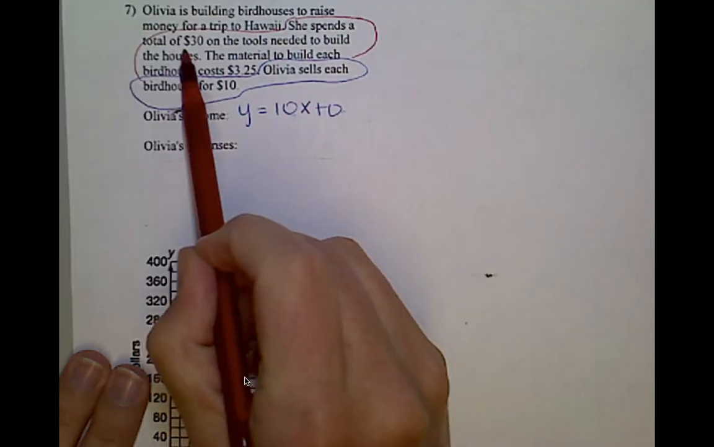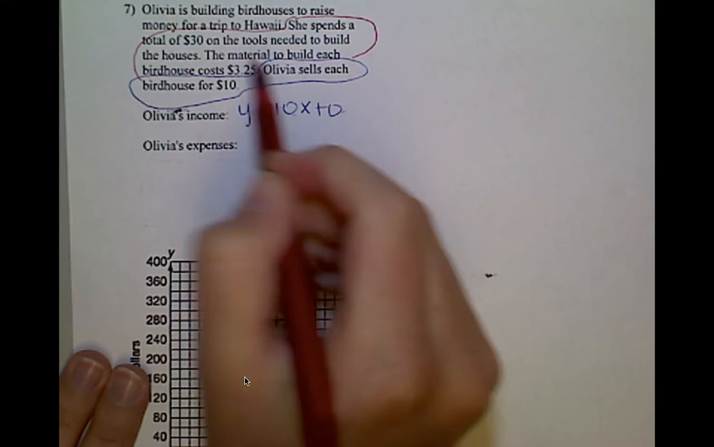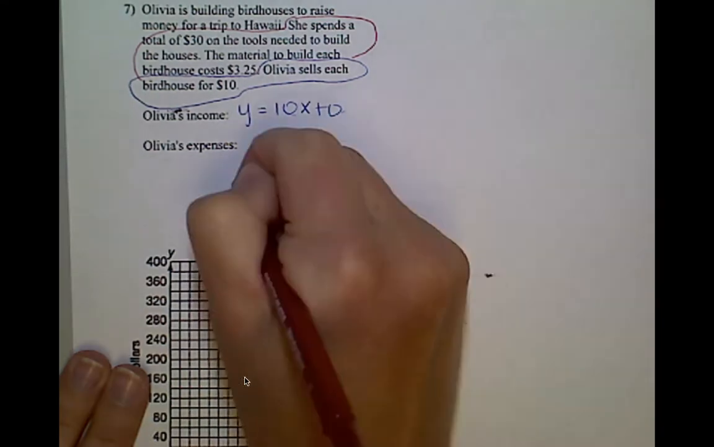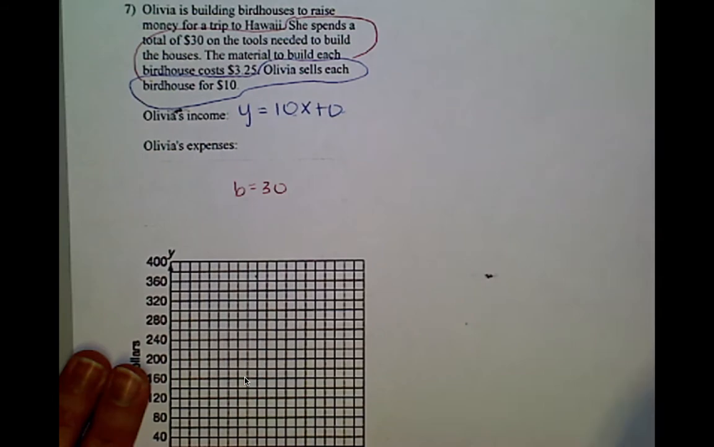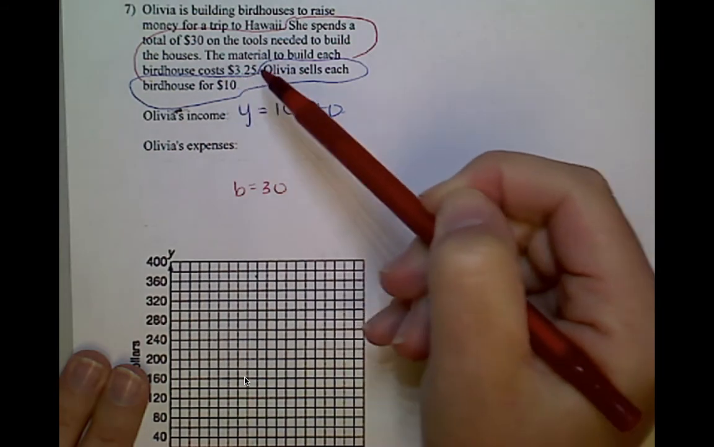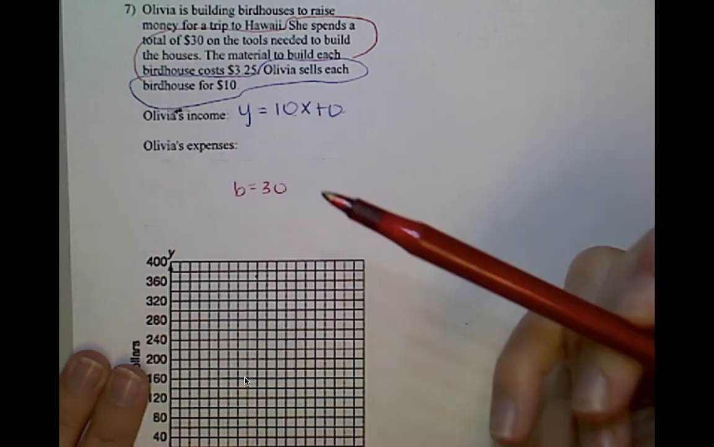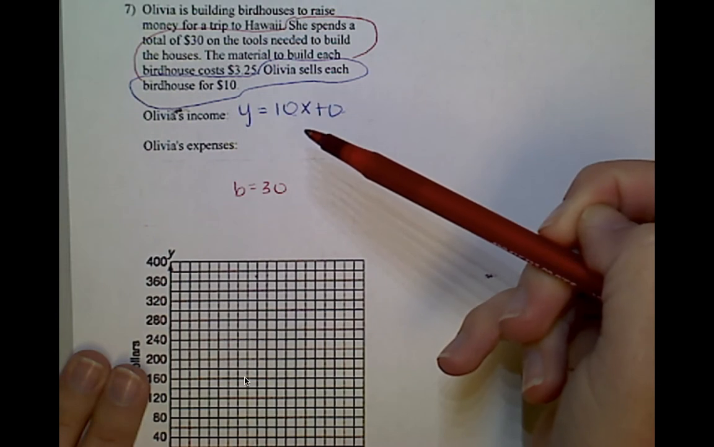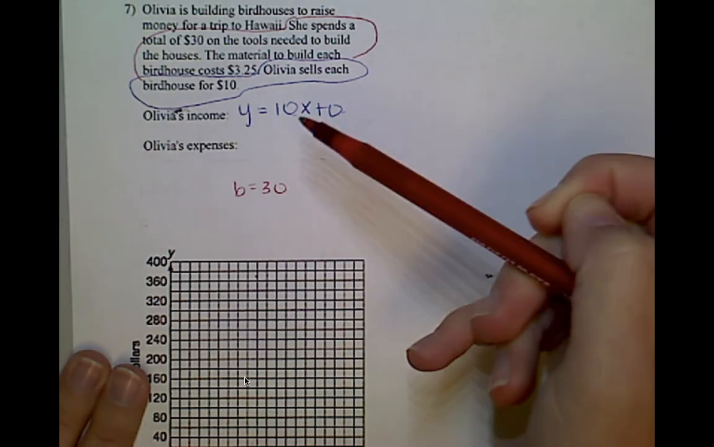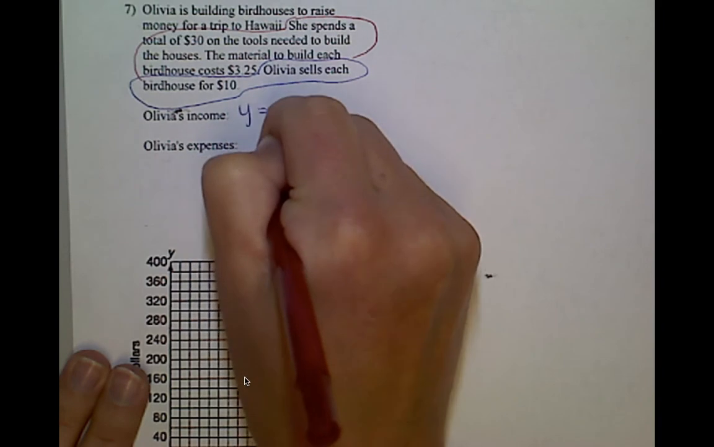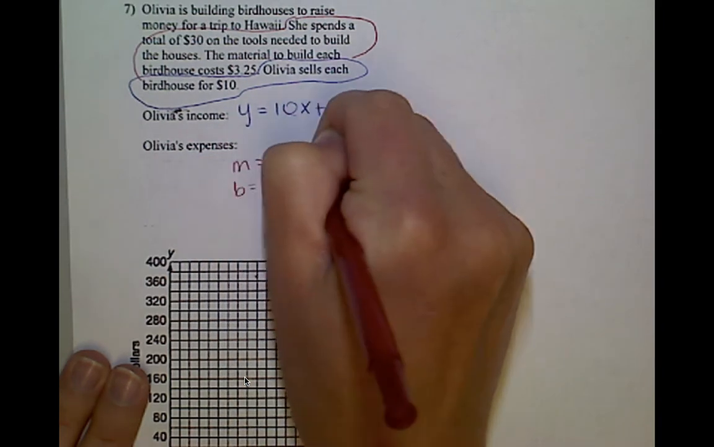Okay, the next part I see is right here in red. She spent a total of $30 on tools and need to build the house. She's only going to spend that $30 one time, so I'm going to think of that as an initial value or starting point. Now the materials to build each house cost $3.25. So after one birdhouse, she spent $3.25. After 2 birdhouses, she spent $6.50. After 3 birdhouses, she spent $9.75. So that has to be a rate of change because it's per birdhouse.